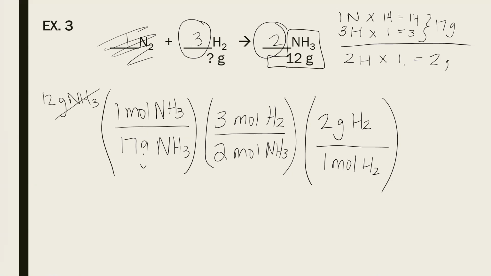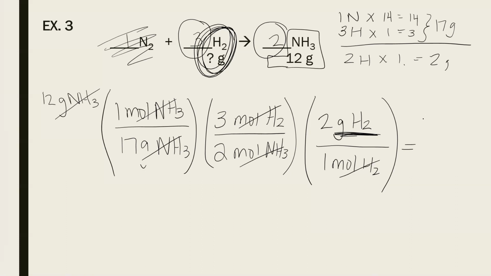Grams of NH3 cancels out grams of NH3. Moles of NH3 cancels out moles of NH3. Moles of H2 cancels out moles of H2. The only units I'm left with are grams of hydrogen, and that is what I'm solving for. Okay, so in your calculator, multiply by the top, divide by the bottom. You don't have to push equals, you can just carry it through. So in my calculator, I'm typing 12 times 1 divided by 17 times 3 divided by 2 times 2 divided by 1. I just type it straight through.